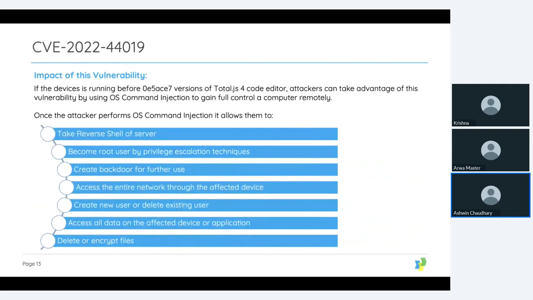If the devices are running versions before the 0E5ACE7 version of the Total.js 4 code editor, the attackers can take advantage of this vulnerability using OS command injection to gain full control of a computer remotely. Once the attacker performs the OS command injection, it allows them to take a reverse shell of the server, become root user by privilege escalation techniques, create backdoors for further use, access the entire network through the affected device, create a new user or delete existing users, access all data on the affected device or application, delete or encrypt files.